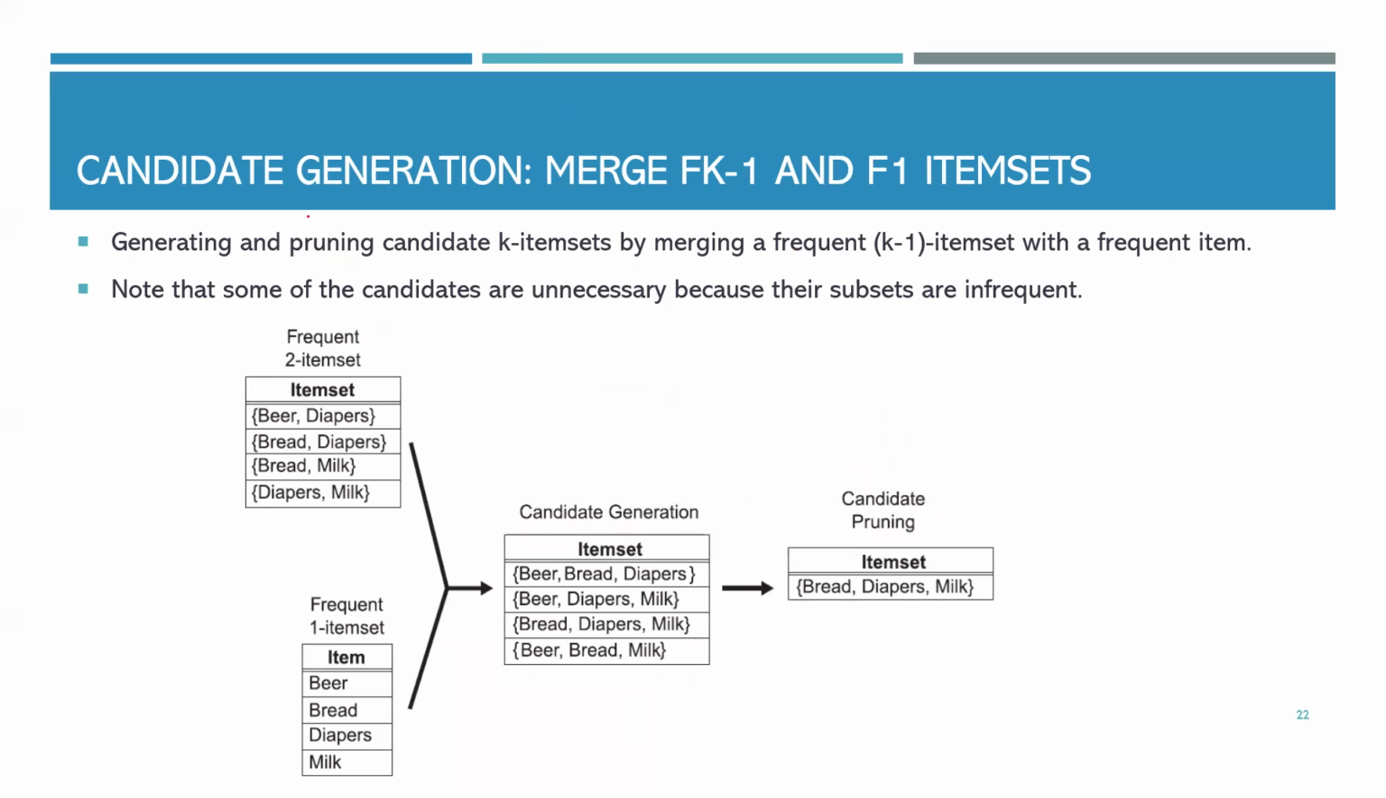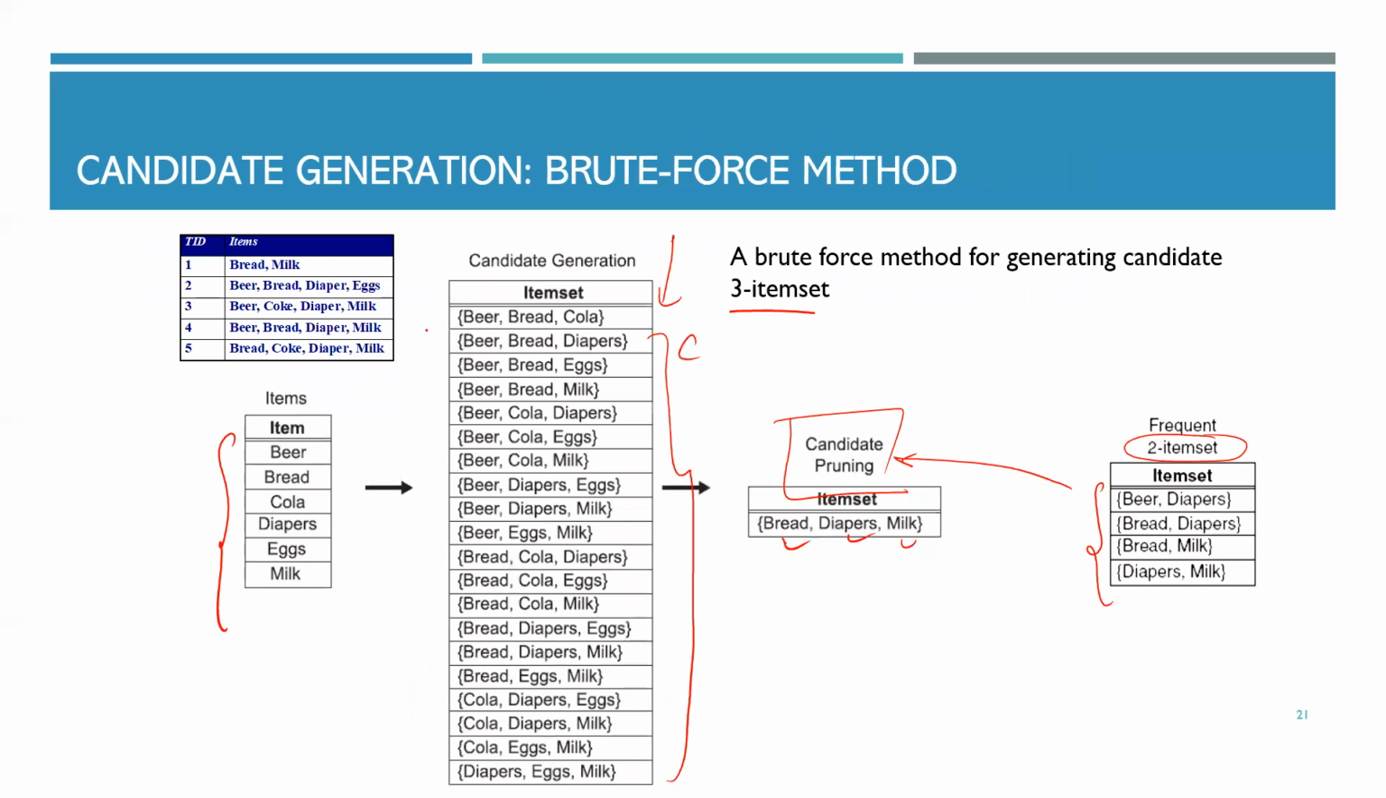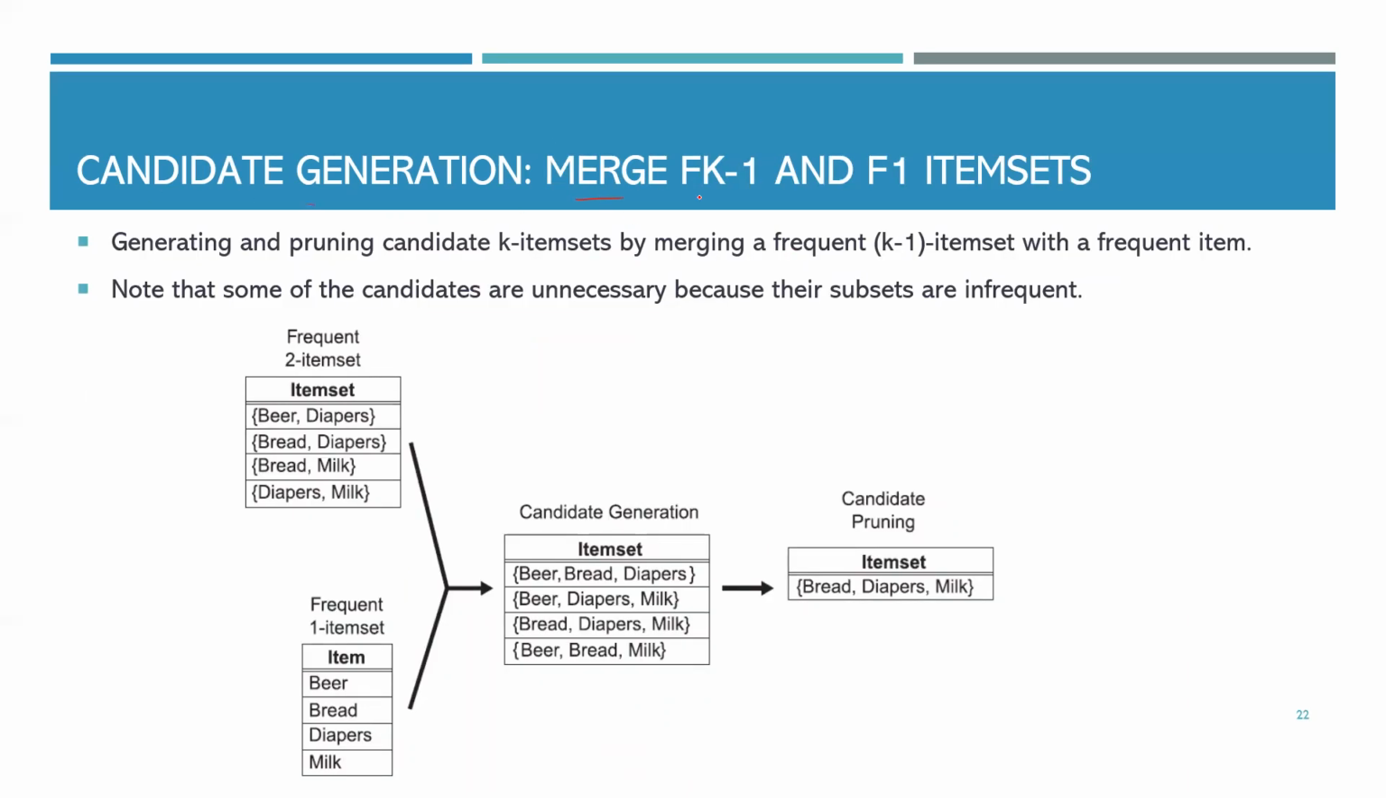And another way of candidate generation. For brute force, they just combine all of the item sets. But for merging F(k-1) and F1 item sets, this is another approach. For example, we will generate 3-item sets, so k is equal to 3 here. To generate 3-item sets, we combine k minus 1, in this case 2, with 1-item sets. Of course, this is frequent and frequent.